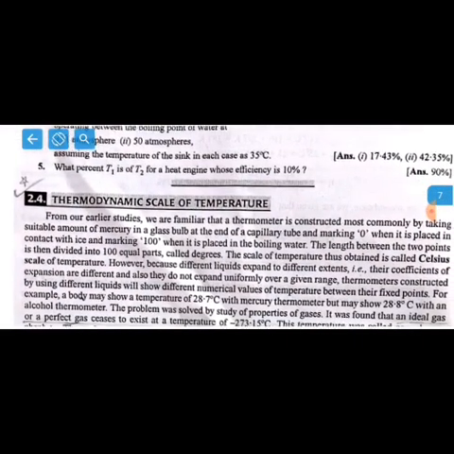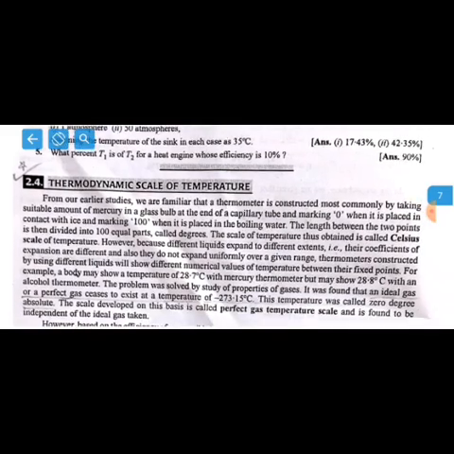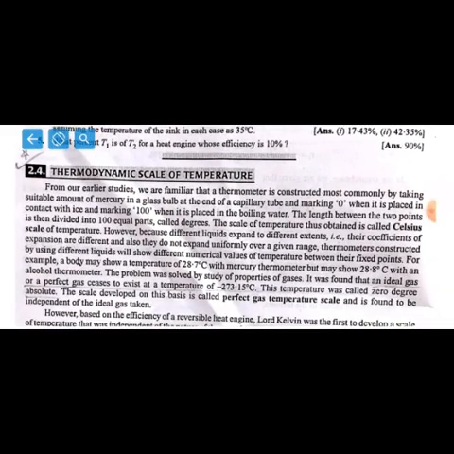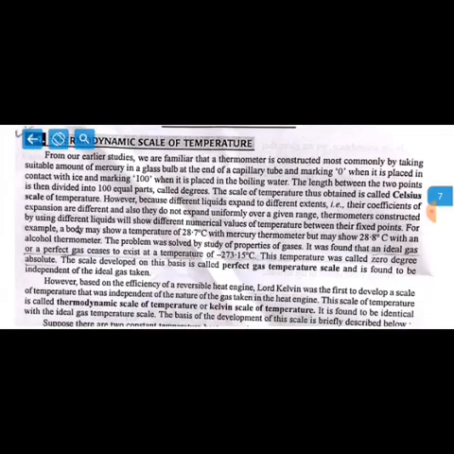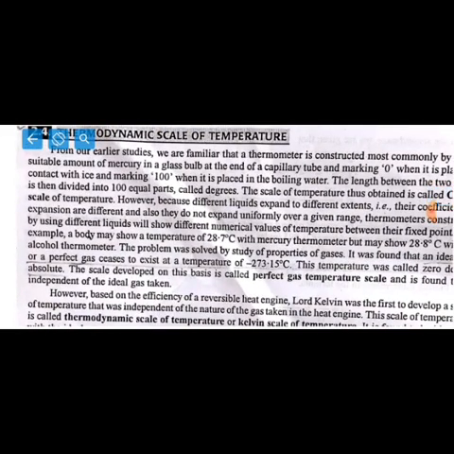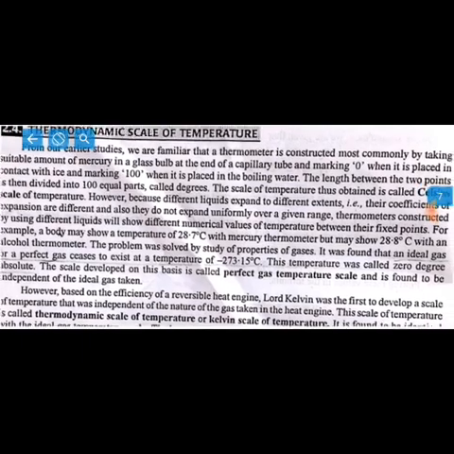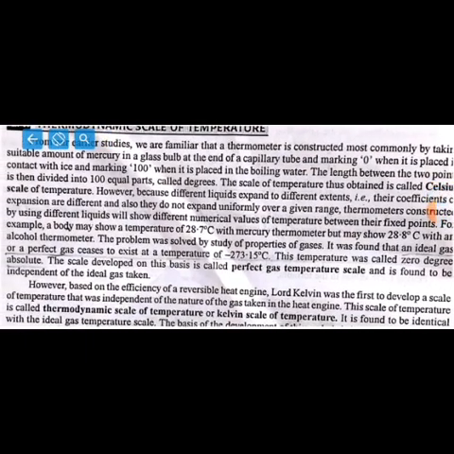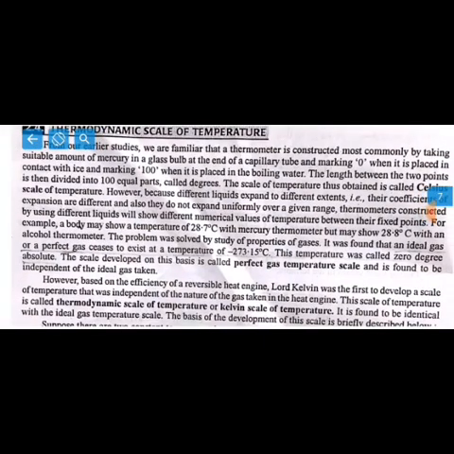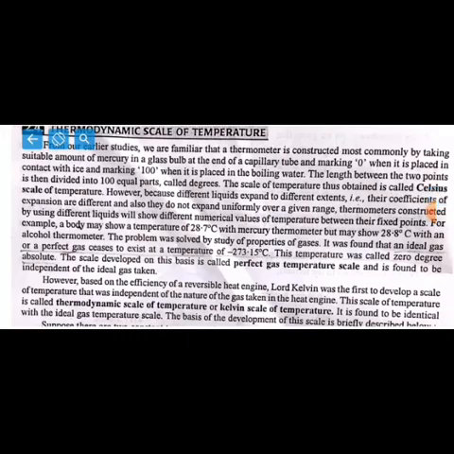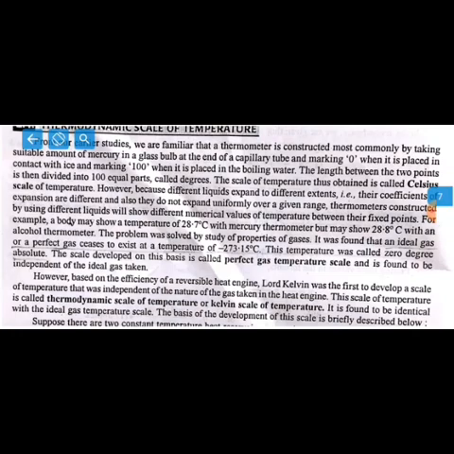Thermodynamic scale of temperature. From our earlier study, we are familiar that a thermometer is constructed most commonly by taking a suitable amount of mercury in a glass bulb at the end of a capillary tube and marking 0 when it is placed in contact with ice and marking 100 when it is placed in boiling water. The length between the 2 points is divided into 100 equal parts called degrees. The scale of temperature thus obtained is called the Celsius scale of temperature.